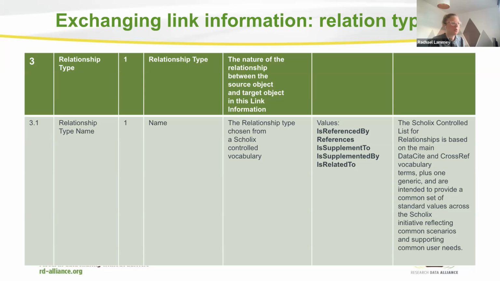So those are the relationship types that we currently support, and the aim is to provide a common set of standard values, reflecting common scenarios and common ways that you would want to link between articles and data. But as I said, we're going to pose that as an open question in a couple of slides' time.